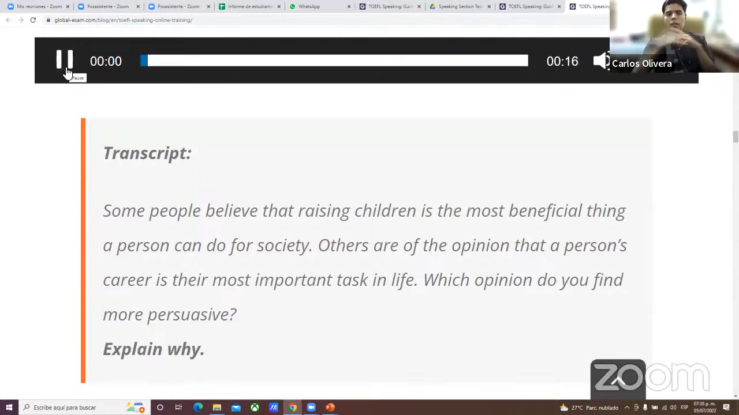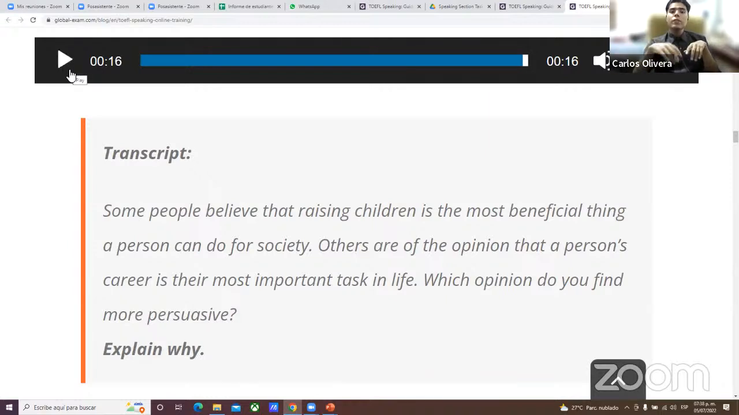Listen. Some people believe that raising children is the most beautiful thing a person can do for society. Others are of the opinion that a person's career is their most important task in life. Which opinion do you find more persuasive? Explain why.